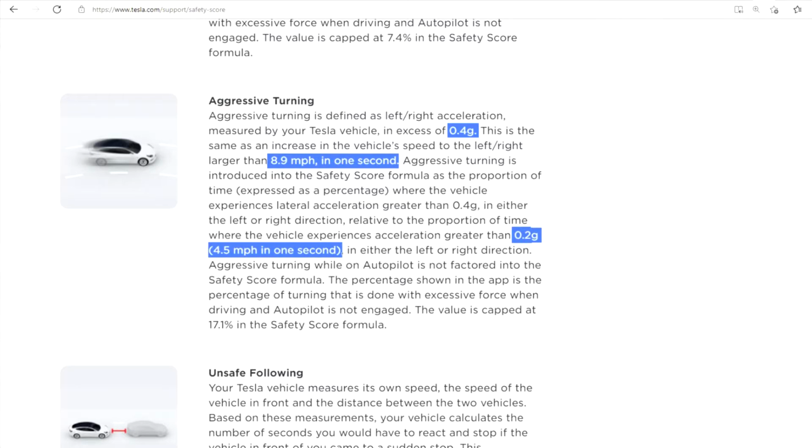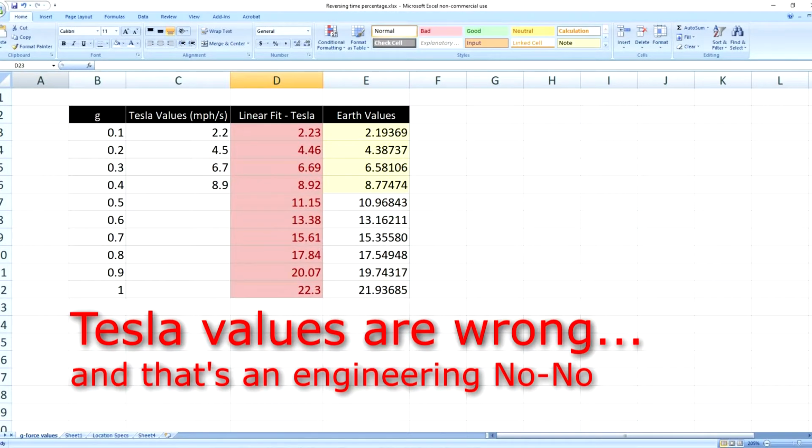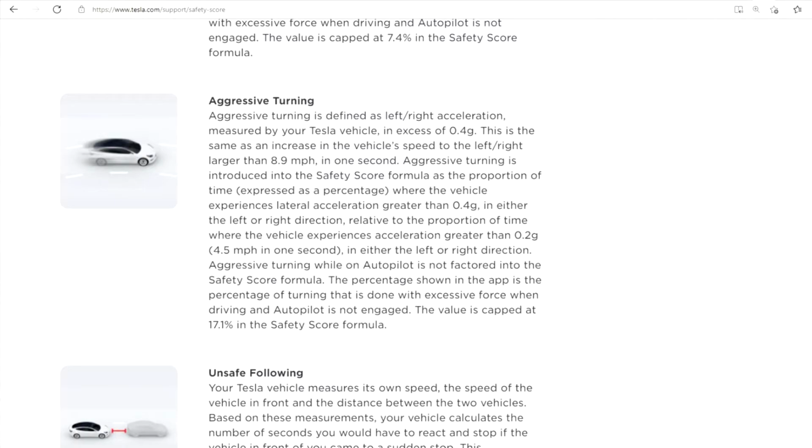We have to assume one of these numbers is correct, but which one? 0.2 g or 4.5 miles per hour per second? 0.4 g or 8.9 miles per hour per second? I'm going to assume that the miles per hour per second values are wrong because 0.4 g is twice 0.2 g and 8.9 is not twice 4.5. So let's assume the miles per hour per second values are wrong. This is fine because the miles per hour per second values aren't any less confusing than the 0.2 g or 0.4 g values for most people, right? We're talking about things here which really aren't common knowledge, and this just adds to the confusion.